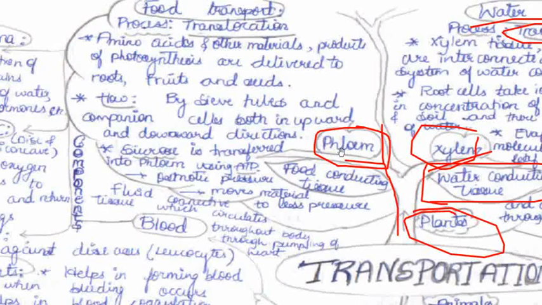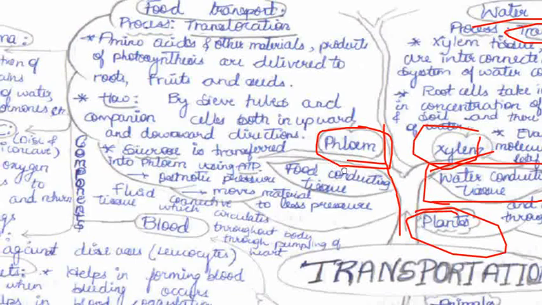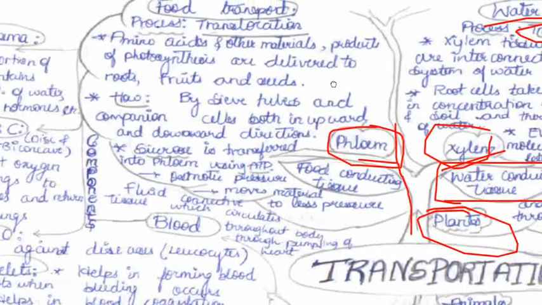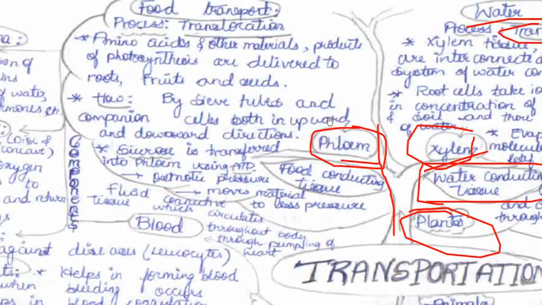In phloem, how does transportation take place? Phloem is a food conducting tissue, so the process is called translocation. What are the components that are transported? Amino acids and other raw materials and the products of photosynthesis that are delivered to fruits, roots and seeds. So finally we get the glucose and the food materials from the phloem transportation system itself.